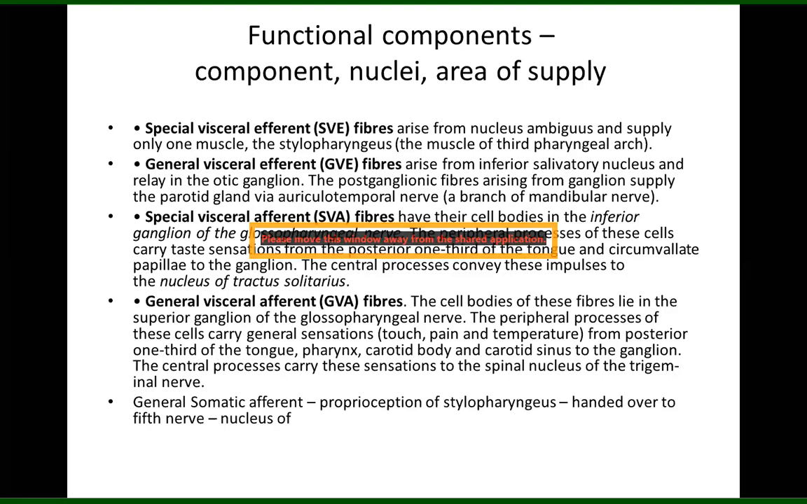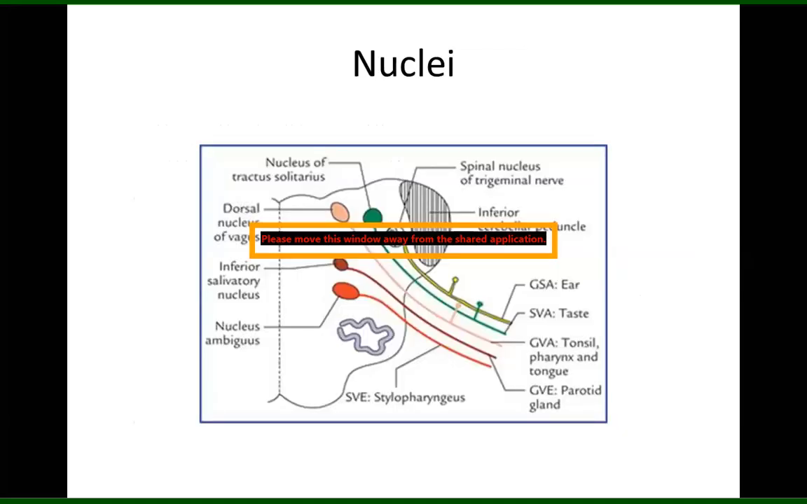So glossopharyngeus functional components are very easy to remember: 2 special and 2 general. Okay, 2 special visceral afferent and efferent, 2 general visceral afferent and efferent. One special efferent supplies the muscle of the third arch, one special afferent supplies the posterior 1/3 of tongue, one general efferent supplies the parotid gland, and another general afferent is for general sensations from the tongue, pharynx, carotid body.